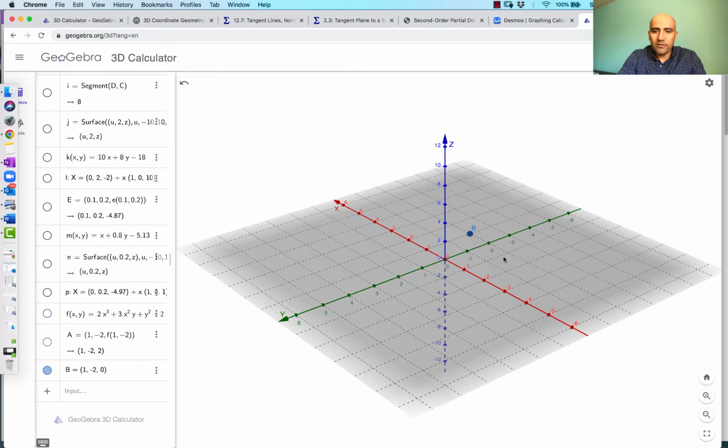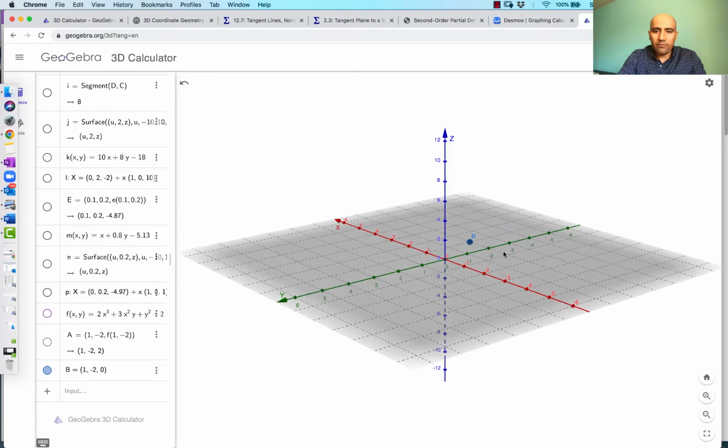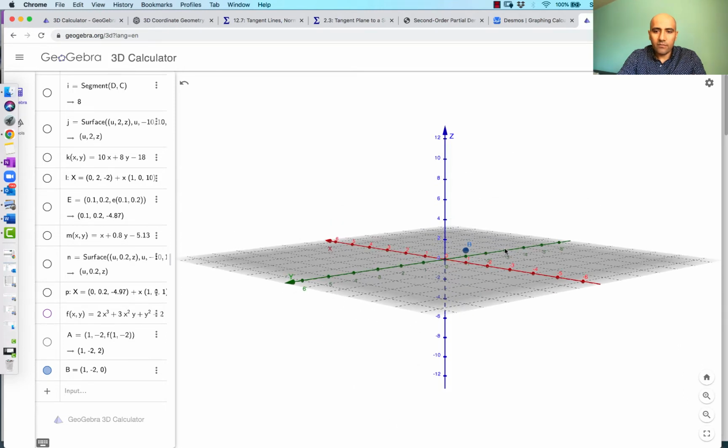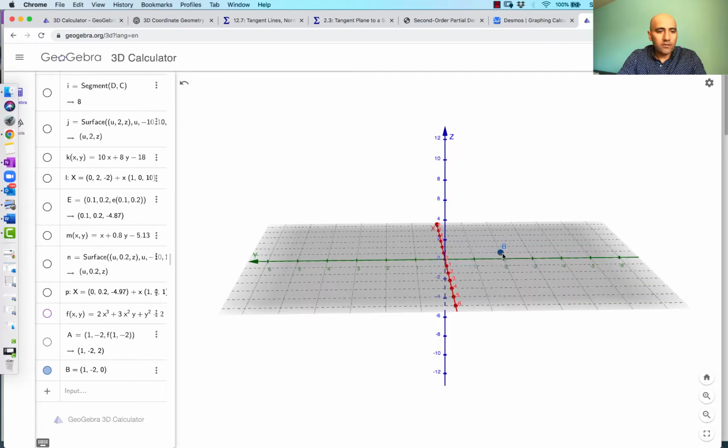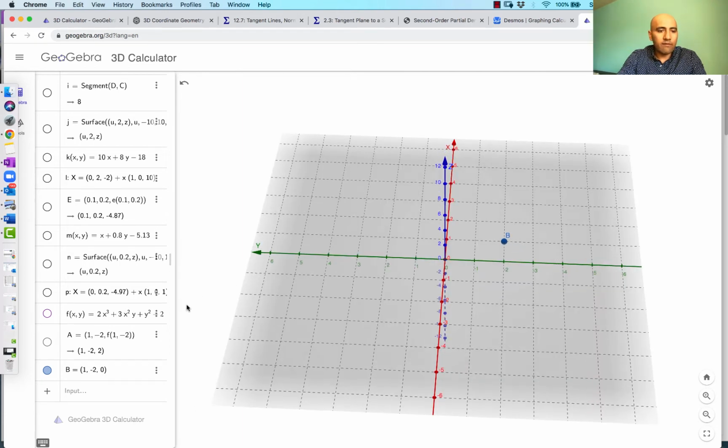There it is. So this grayed out plane there, you can see, is the domain of our function. This is the point (1, -2). And now we're going to take that value and plug it into our function. I already typed in our function here as f. f(x, y) = 2x³ + 3x²y + y² + 2.